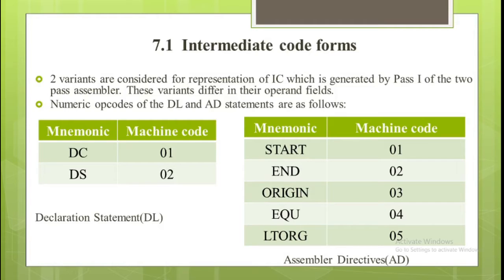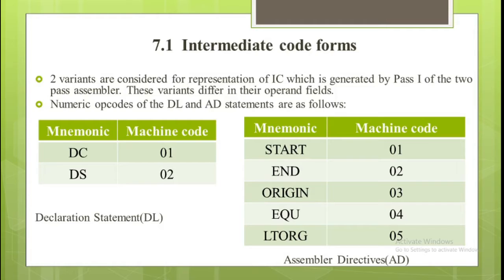Now we will start with the intermediate code forms. Two variants are considered for the representation of intermediate code, which is generated by pass 1 of the 2-pass assembler. The difference between these two variants is only in their operand fields.